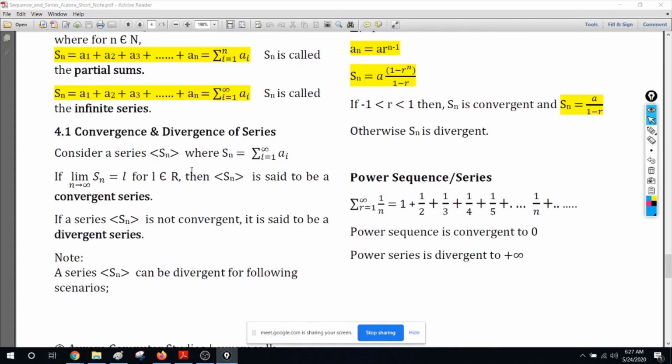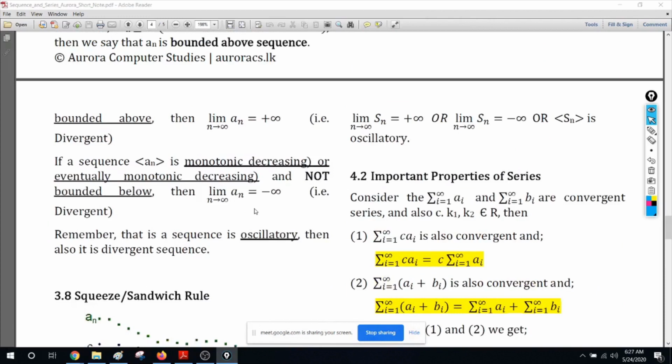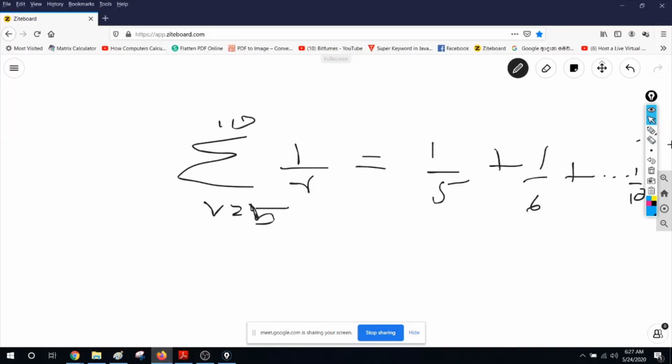So I explained what is meant by convergent and divergent. Let's take an example also. Remember last time we discussed the convergence of a sequence. So I will take that example again.